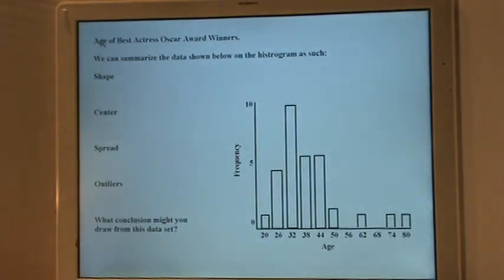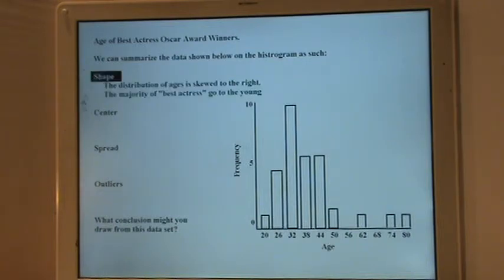Okay, this is our Best Actress Award winners, Oscar winners. We've looked at this data before, and we can summarize the data shown below on this histogram. This is the graph of it. Here are our outliers and things. We can talk about the shape. Okay, the distribution of ages is skewed to the right because we have these three outliers out here, and the majority of the best actresses go to younger people. The majority go to the younger people. So that's the shape of it.